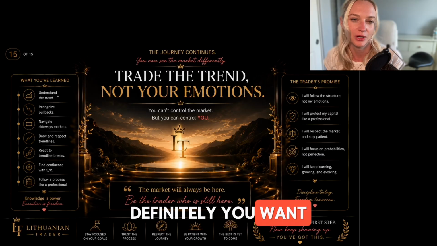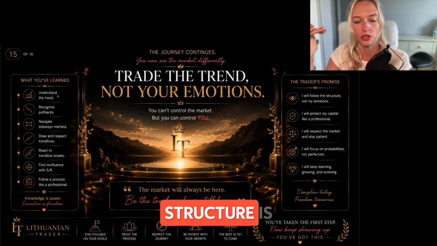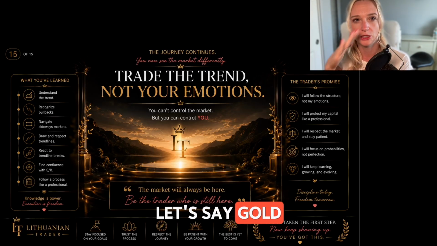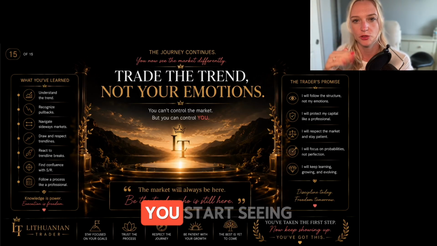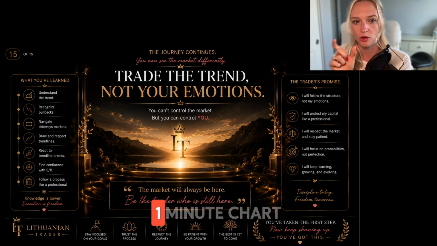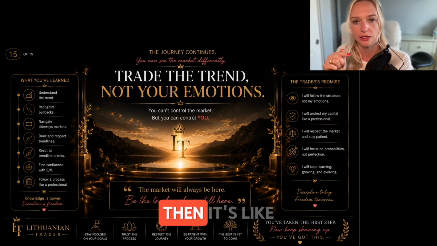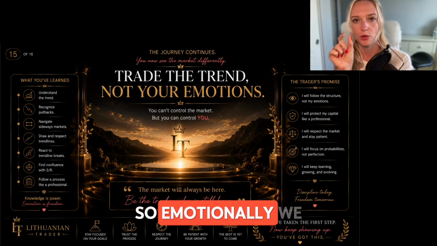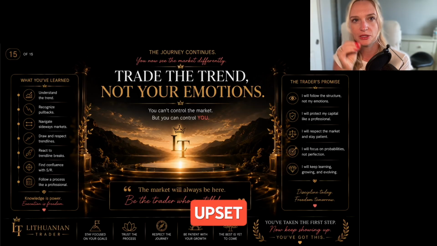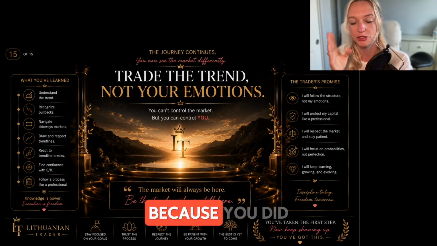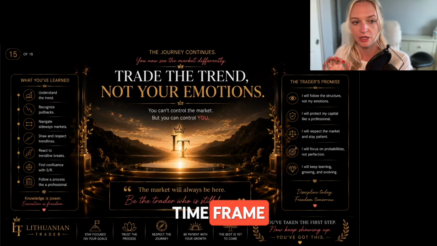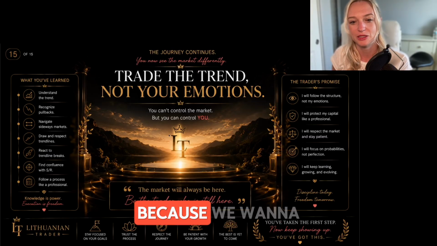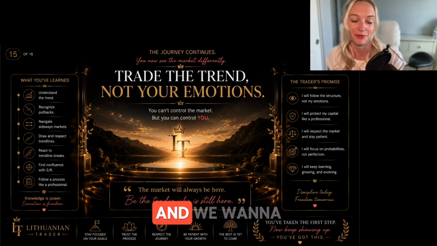Definitely you want to understand where the market structure is. So let's say the market has been down a lot on the big time frame. Like let's say gold has been down a lot, but on the bigger time frame, you start seeing some support. And then you go to like a 1 minute chart to try to trade gold. And then it's like, oh, it should bounce, but it's continuing going because the time frame is so small. So emotionally, we also get really upset, because eventually it reaches your level because you did your analysis from a bigger time frame, which is the right thing to do. But emotions get in the way because we want to be right so much and we want to get paid so much.